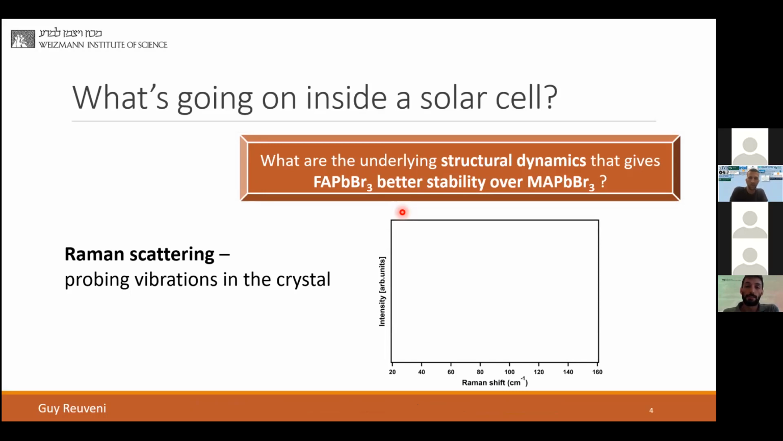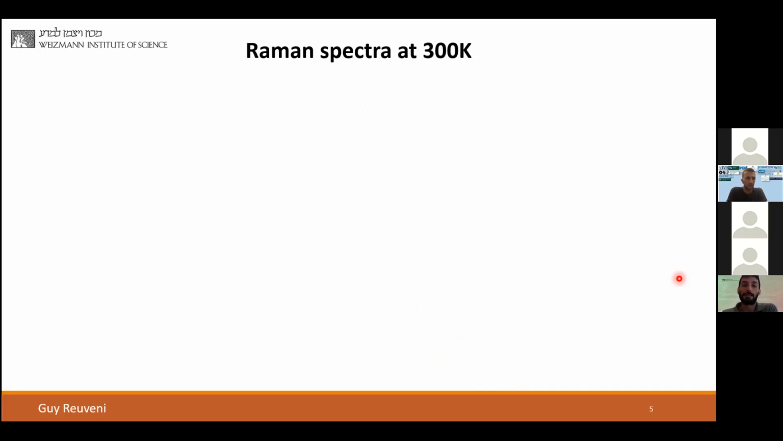So we have intensity on the left axis, and on the x-axis we have Raman shift. And in the Raman spectrum, every peak stands for one vibration. That's what you need to remember for this talk. And in this way, we can probe the vibrations inside the crystal. Let us start with the Raman spectra of these two materials at 300 Kelvin.